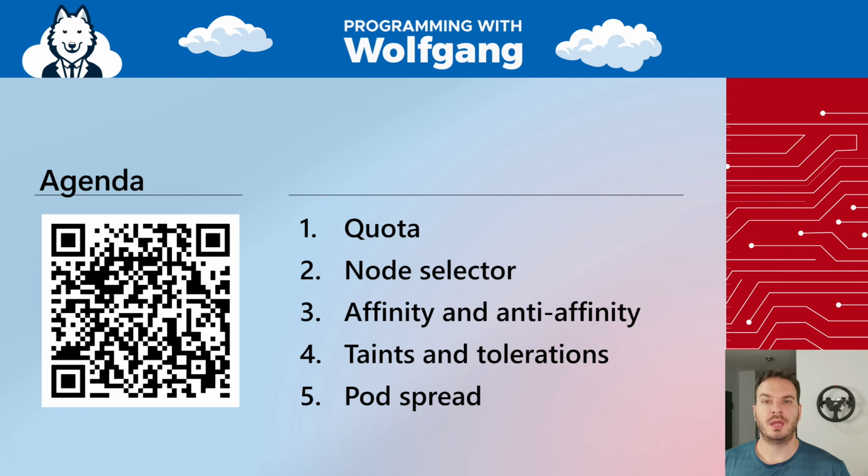we have. And afterwards, we're going to take a look at how we can configure our pods, where they should be scheduled. So first, we're going to take a look at the node selector, then at affinity and anti-affinity, then taints and tolerations, and in the end we're going to look at pod spread, which will help us to spread our pods all over our nodes.